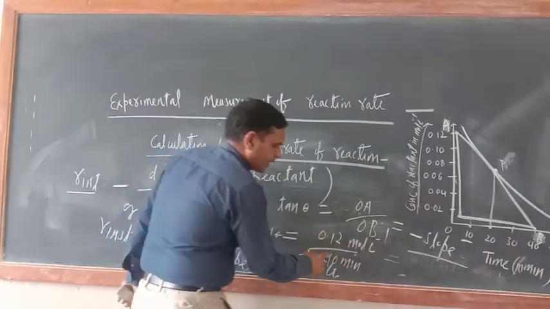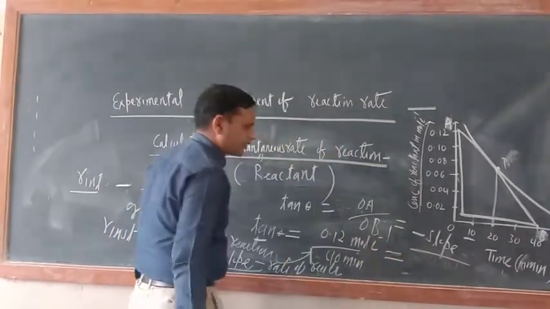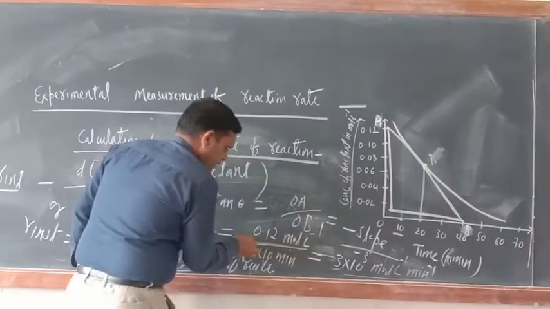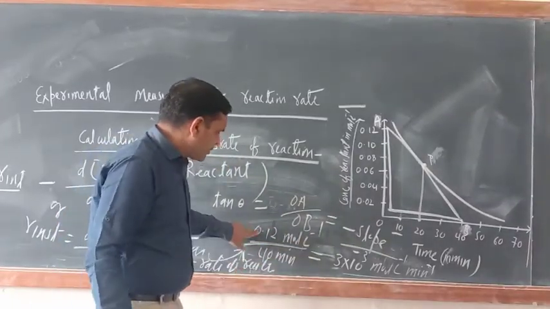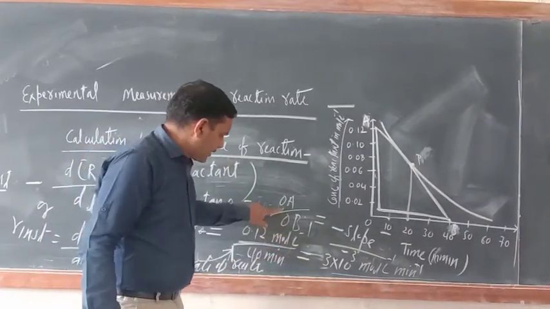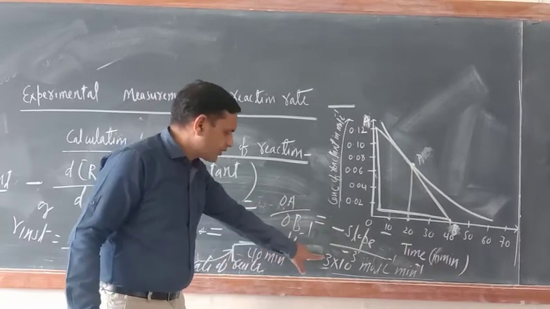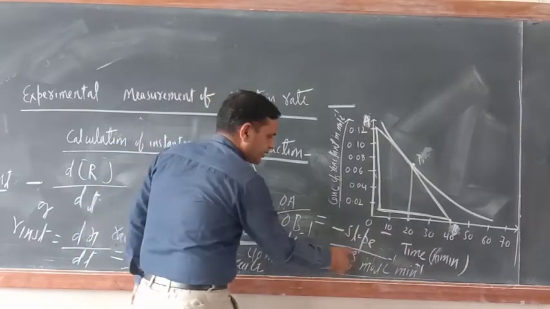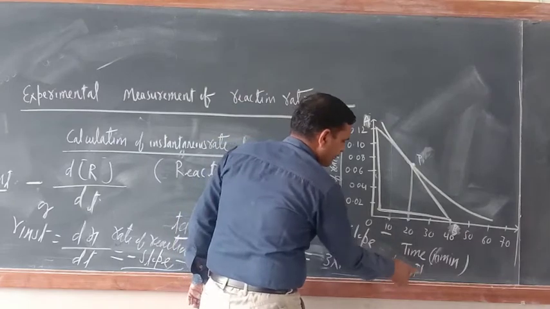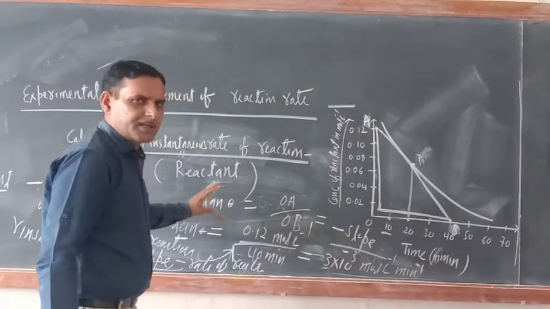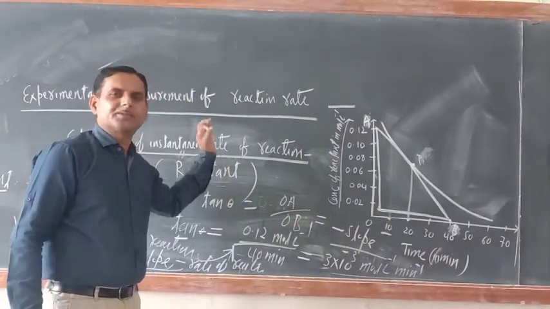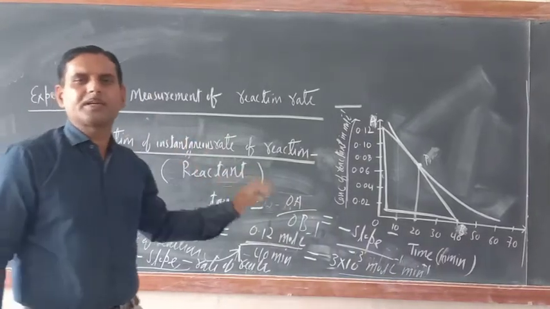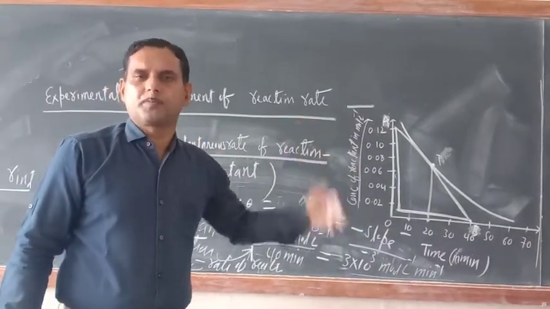And if you calculate this, 0.1 mole liter inverse divided by 40, you will get 3 into 10 raised to the power minus 3 mole liter inverse minute inverse. Slope is only the rate of reaction. So in instantaneous rate of reaction, you have to calculate the slope.